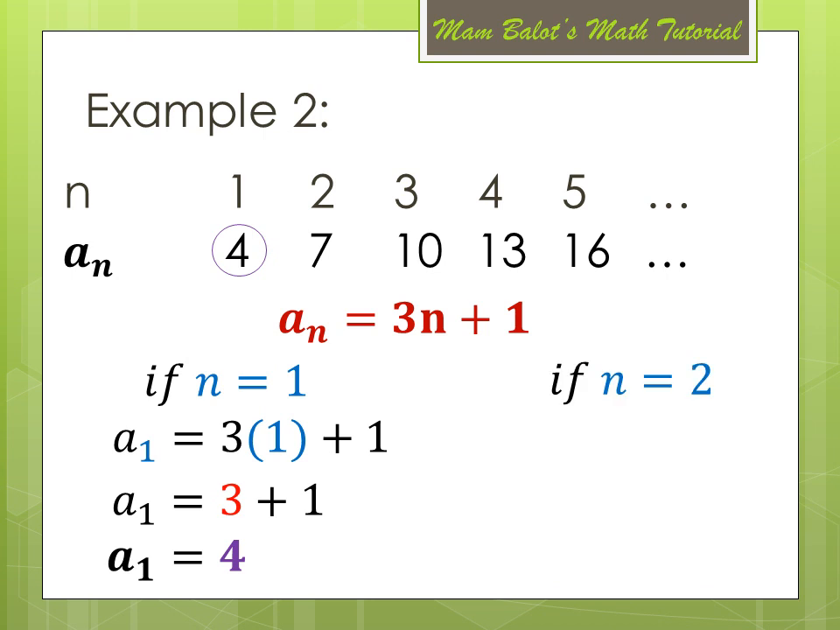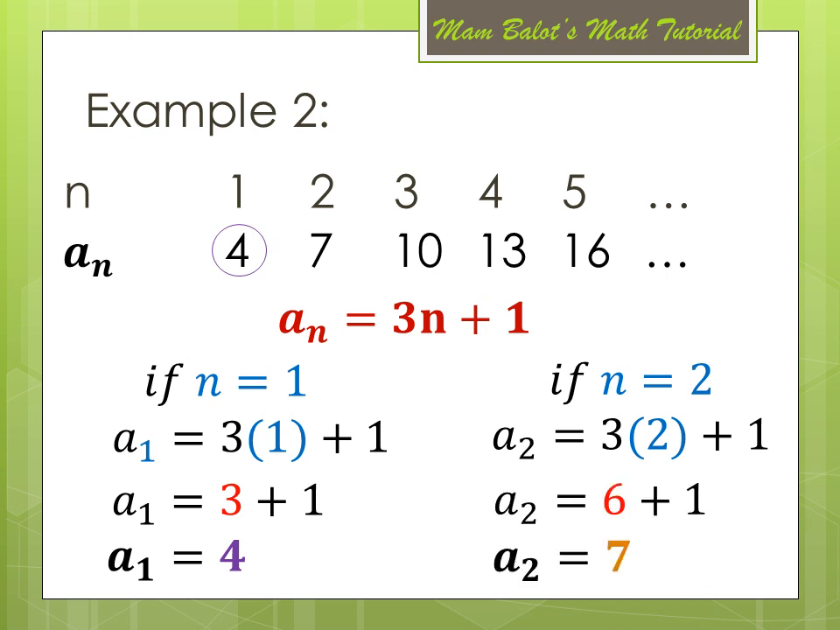If n is equal to 2, we will be referring to the second term. So that would be a sub 2 is equal to 3 times 2 plus 1. So 3 times 2 is 6, and then 6 plus 1 is 7. And that would be our second term.